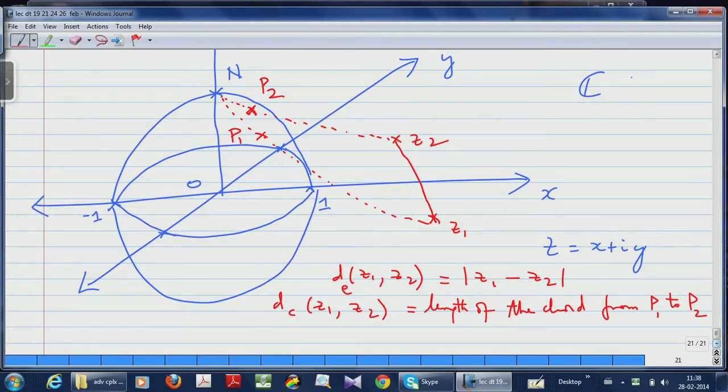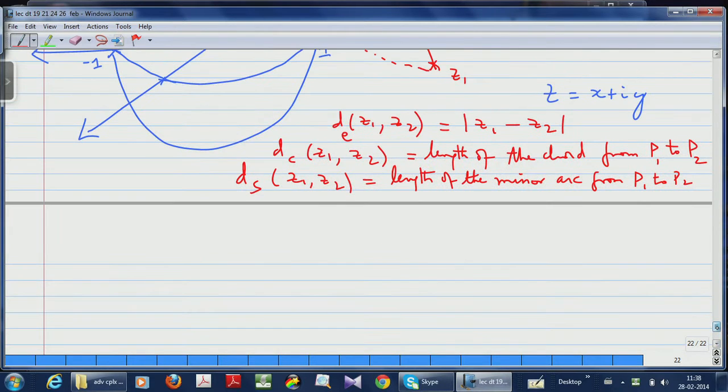So dC is the chordal metric, and then here is a third metric, which is the spherical metric. dS of Z1, Z2 is the length of the minor arc from P1 to P2 along the great circle through P1 and P2.